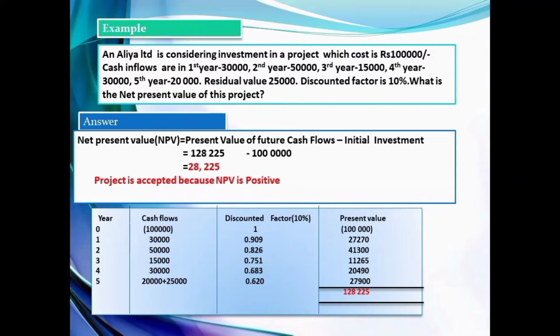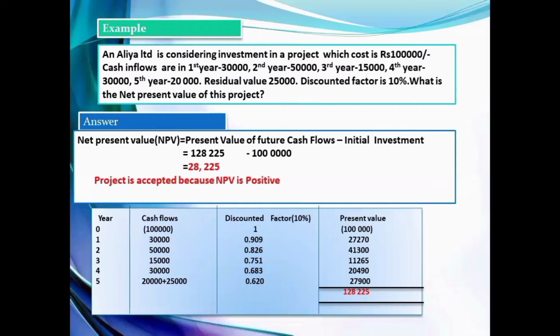Then we have to get the present value by multiplying cash flow by discounted factor, then we get the present value. In the first year 27,217, second year 41,300, likewise. After that, we have to calculate the total present value of years 1 to 5. That comes as 128,225. Then we put this information into that formula.